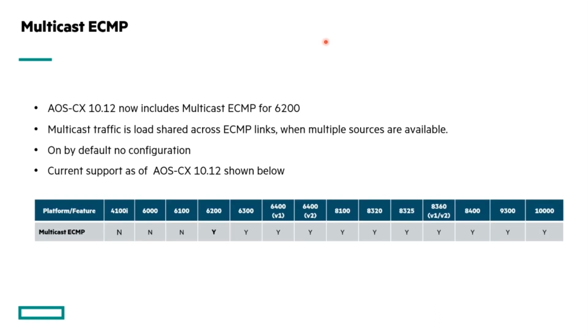Multicast equal cost multipath. We have now introduced this feature for our 6200 platform. This means that multicast traffic is load shared across equal cost multipath links when we have multiple sources available. This configuration is on by default on the platforms, and we can see below all platforms that support multicast ECMP, with the 6200 being the recent addition.